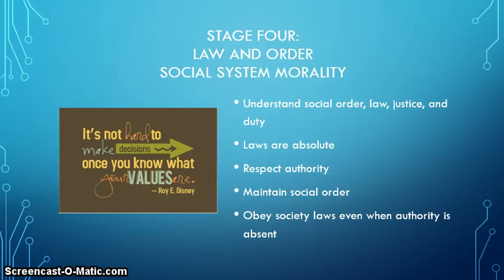Stage 4 of level 2 is law and order or social system morality. They understand social order, law, justice, and duty. And laws are absolute. They respect authority. They maintain social order. They obey societal laws even when authority is absent. So even when a policeman's not around, you still drive the speed limit.